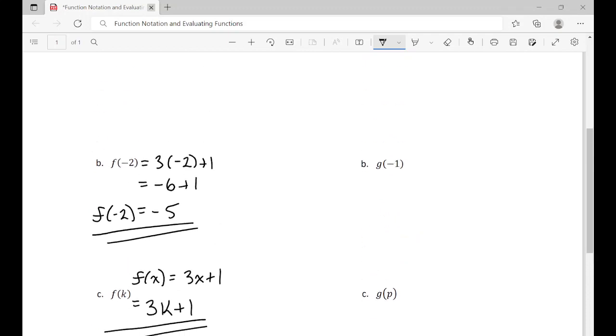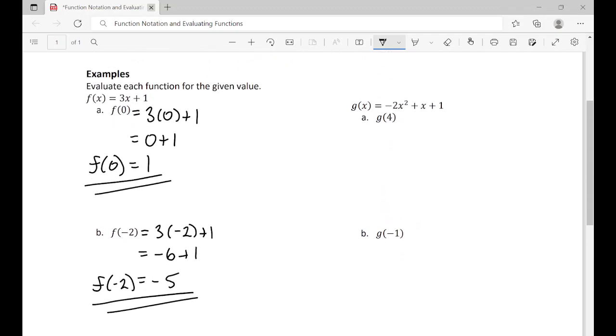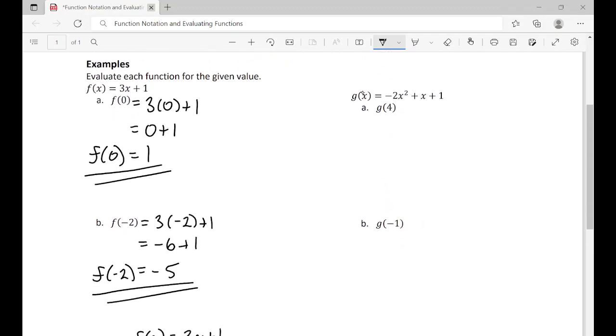Now, what about a linear function? Or we've just done a linear function. What about a quadratic function? We have g of x equals negative 2x squared plus x plus 1. We're just going to do the exact same thing. Wherever there's an x, we're going to replace it with what's in the parentheses. And inside our parentheses is a 4. So we're just going to replace all our x's with 4. So negative 2 times 4 squared plus 4 plus 1.